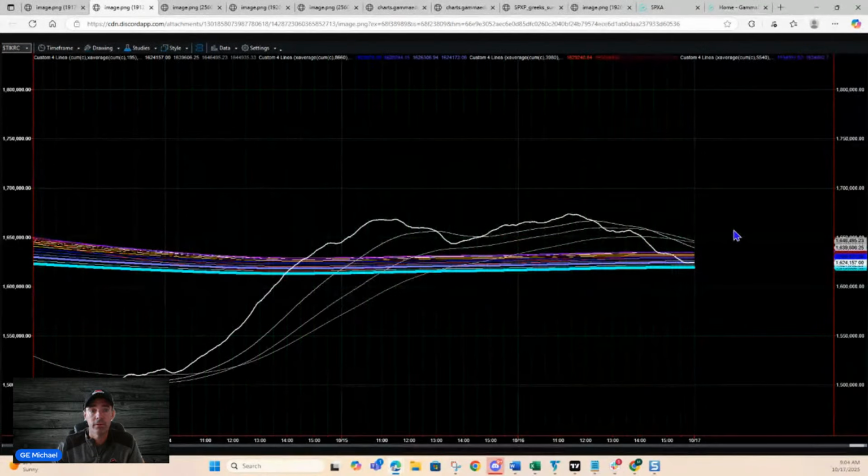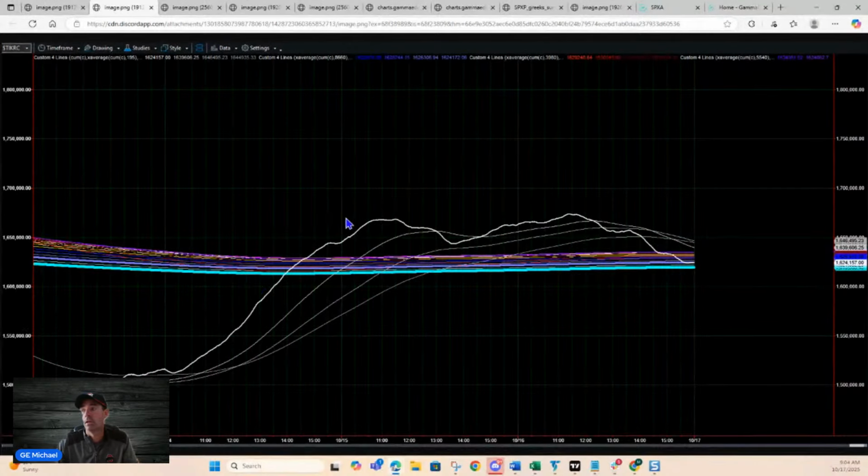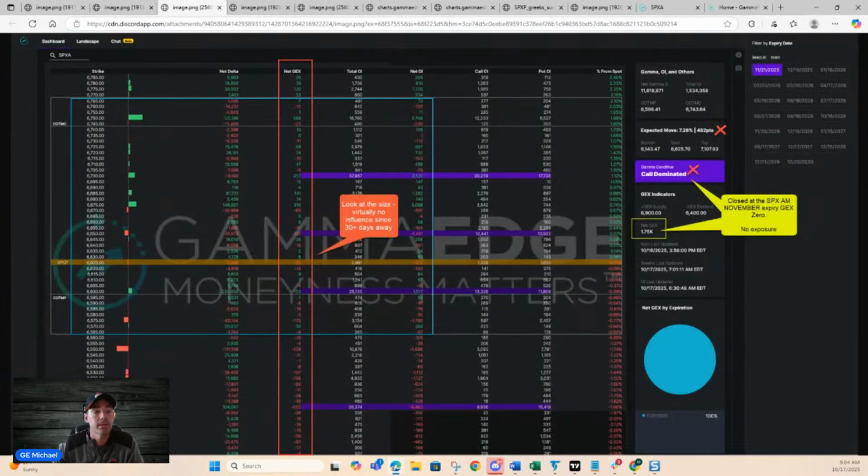If we do recover this to the upside, then obviously that would indicate that more buying is occurring in the overall market than selling. So we'll continue to watch this day over day. So, all right, moving on to the SPXA.